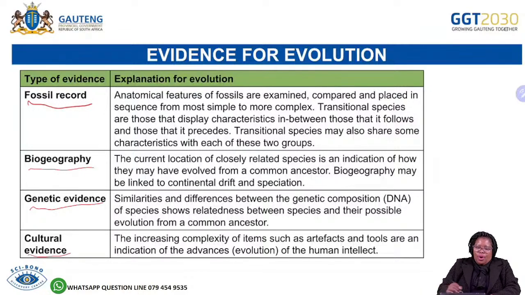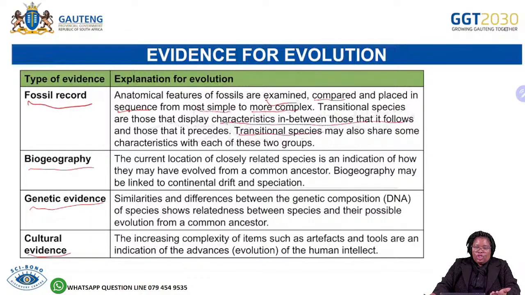Right? Now, with the fossil record, it's the anatomical features of fossils that are examined, compared, and placed in sequence from more simple to more complex. They also show what? They are the transitional species. Those transitional species display characteristics in between those that they follow and those that they precede. Now, transitional species may also share what? Some characteristics with each of these two groups.